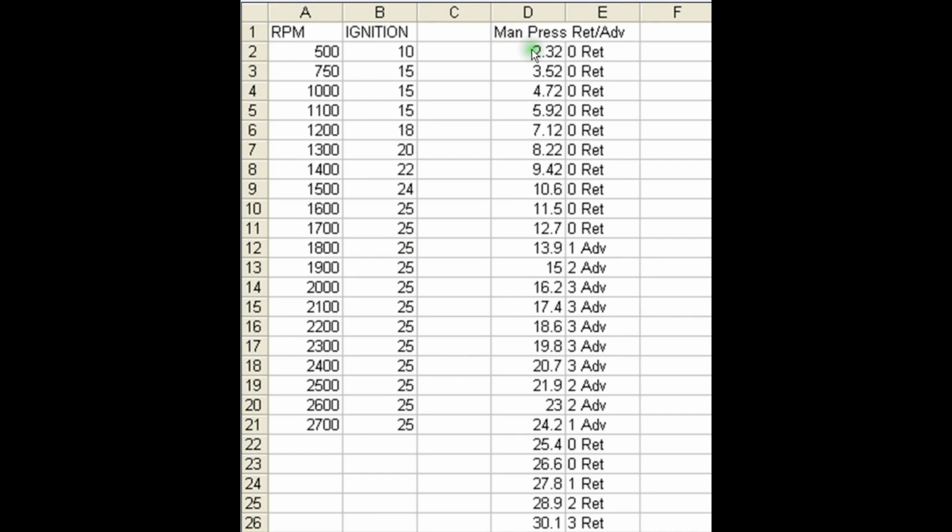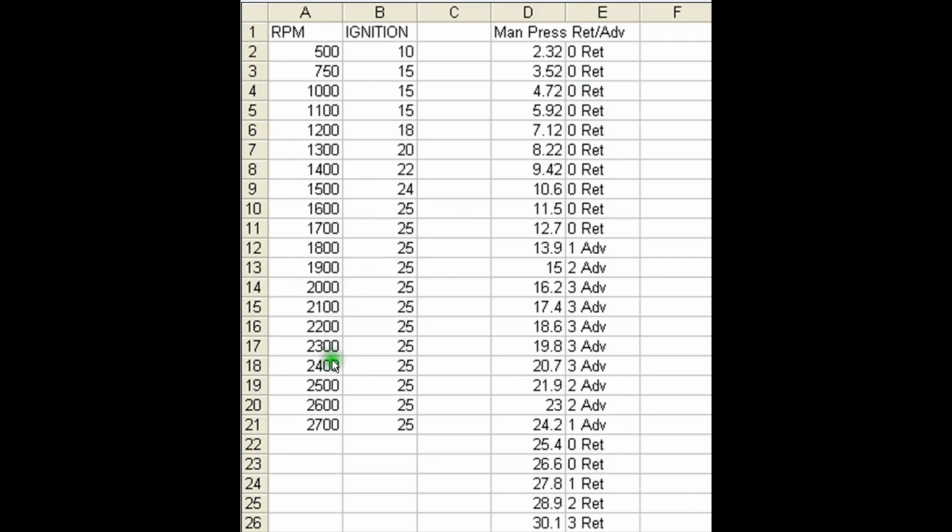And over in this column here, column D, we've got manifold pressure. And column E here is ignition advance or retard with manifold pressure. So the ignition timing on SDS is a composite of the RPM ignition timing plus advance or minus retard.